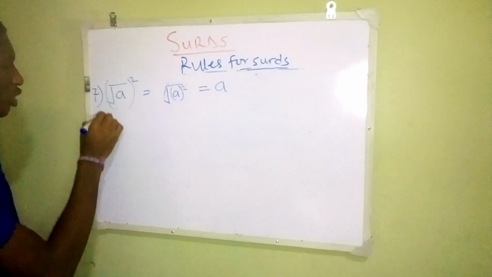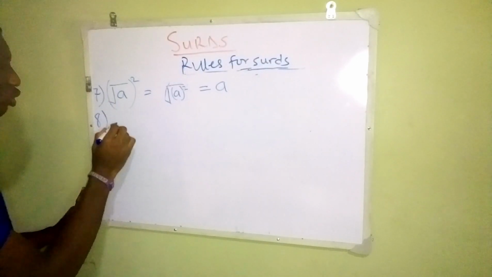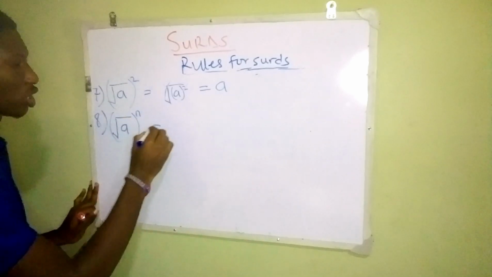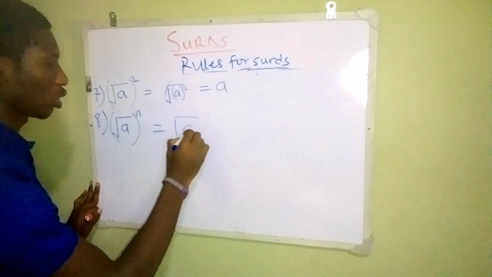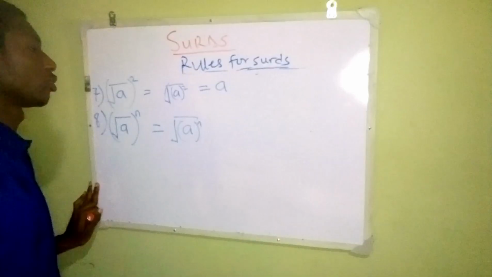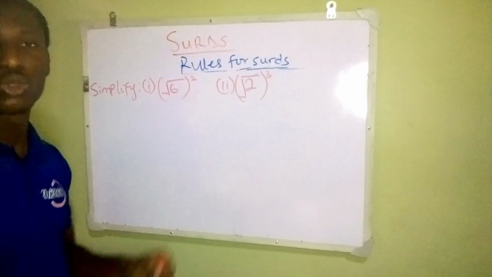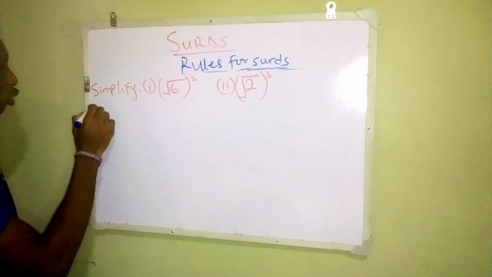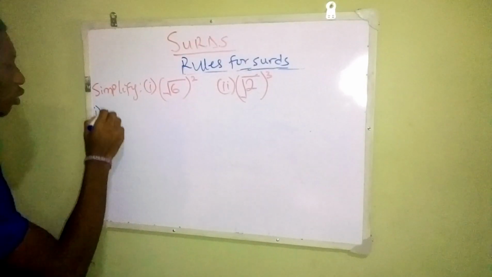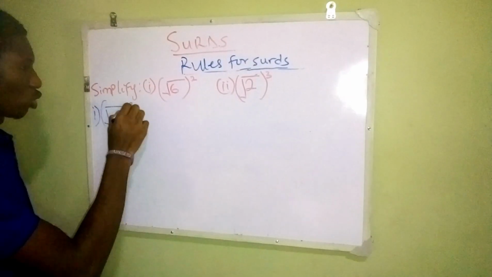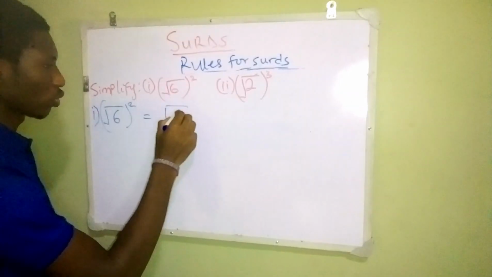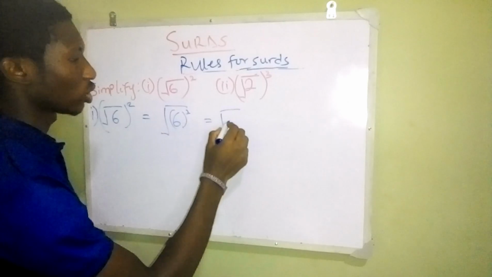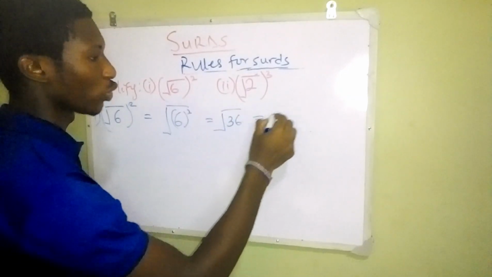Now, the eighth rule is saying the same thing, but in another different fashion. If you have square root of a all to the power of n, it is the same thing as me saying square root of a to the power of n. So let's try to solve these examples. For this, using the rule we just learned, square root of 6 like this will be equal to square root of 6 all squared, which will give us 6 squared is what? 36. And square root of 36 is what?